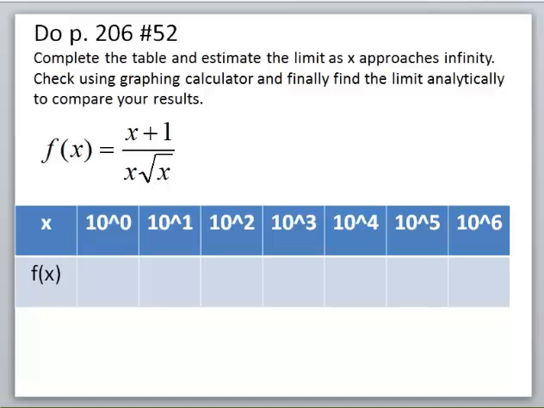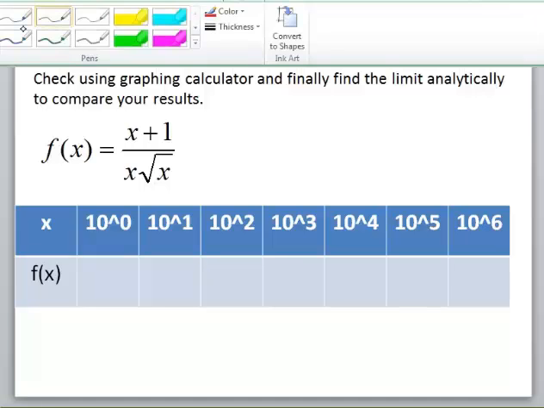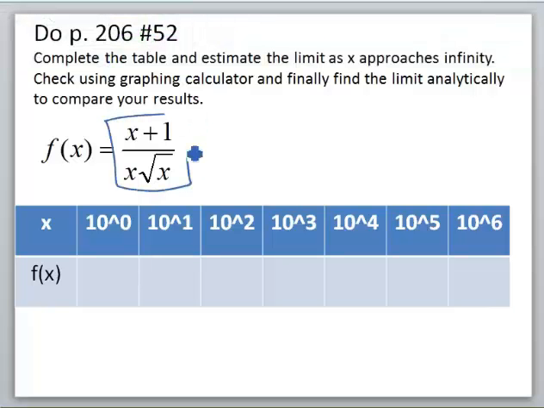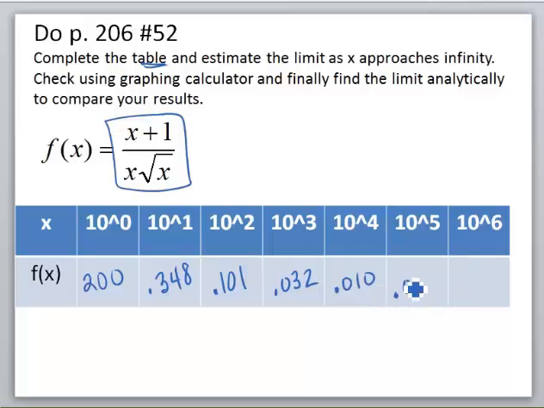In my next example, I have another table, and we can use the table function of our calculator to help us out. So we'll put this in our calculator, and then we'll hit the table button, and we'll go ahead and complete the table. I'll just go ahead and tell you what the table ends up giving you. You end up with 200. The next one you get 0.348. Then we get 0.101. Then 0.032. Then 0.010. 0.003. And then finally 0.001.